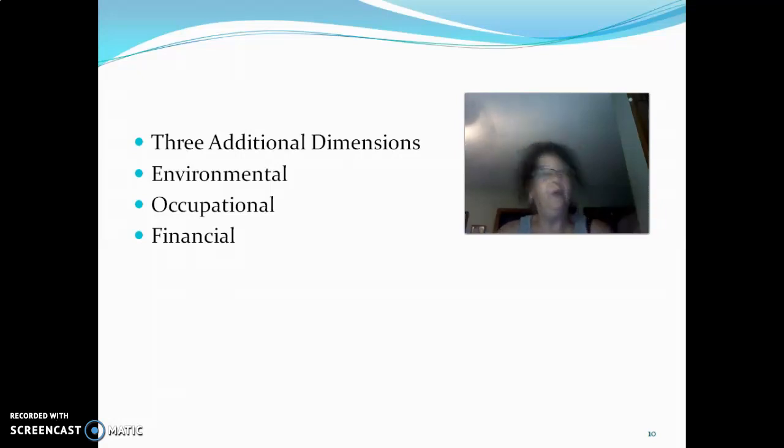So I want you guys to know there are 8 in total. 5 are the core, how you feel, your perception. The other 3 can come from the outside and affect the other 5. So in total there are 8, but the first 5 are the ones you really want to focus on.